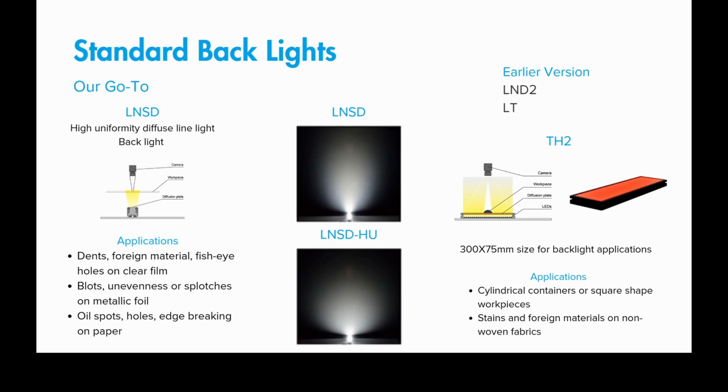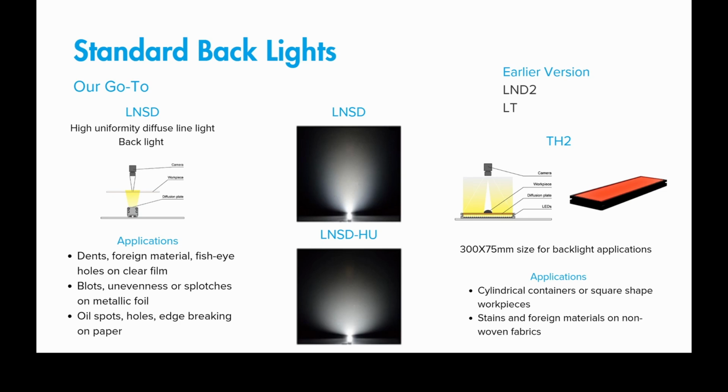then you can step up to the LNSD HU. The other option that we have is the TH2, and it comes in the size 300 by 75 millimeters, so it can work as a backlit application, but that is the biggest that it goes. So if your field of view is more than 250 or 300 millimeters, then you can't use the TH2, you'll have to use the LNSD. The applications here are the same as the backlight, looking at stains, cylindrical containers, stuff like that. It's just providing a good diffuse illumination.